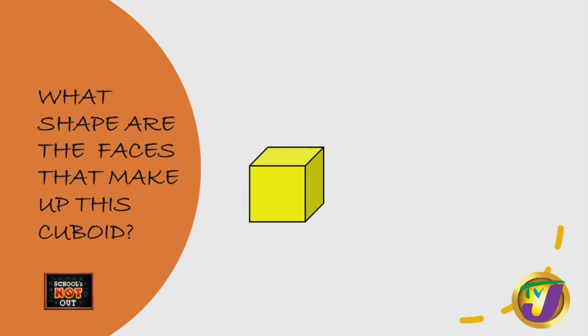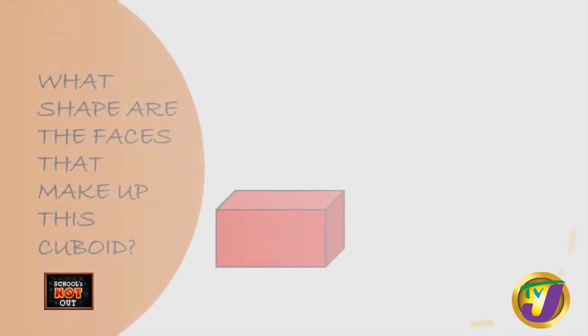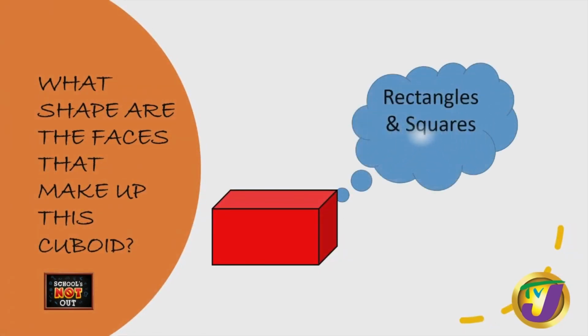Why is it special? All its faces are congruent. They're all the same. So all the faces of the cube are squares. So it is a cuboid, but it has faces that are identical in how they look. And that's why it's a special cuboid. So as I said before, all the faces of the cube are made up of squares. If we look at another type of cuboid, the faces here are made up of rectangles and squares.